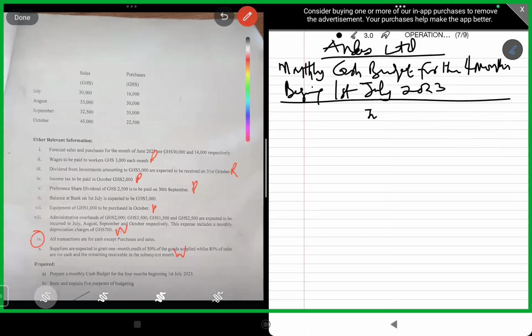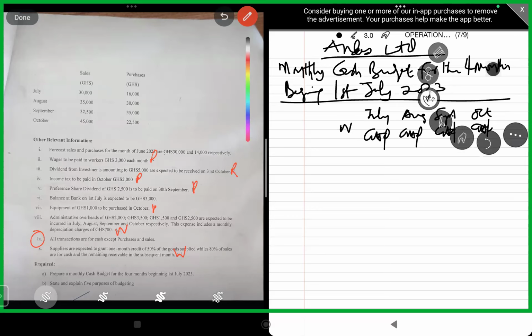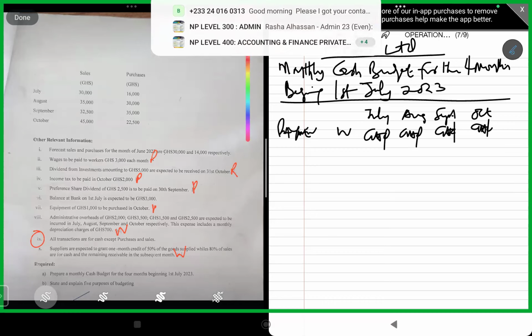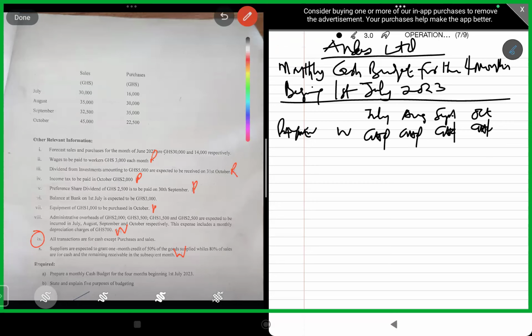So July, August, September, October. Then you bring your Ghana cedi currency sign. Then you put workings here. Workings. And you put right here payments or receipts. Is it P minus R?